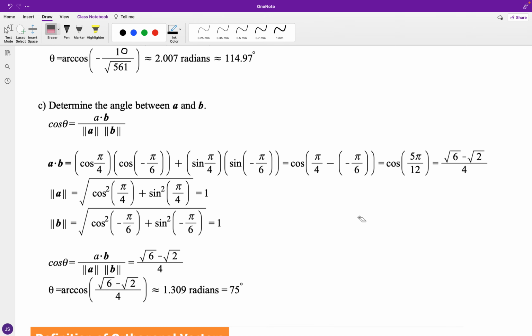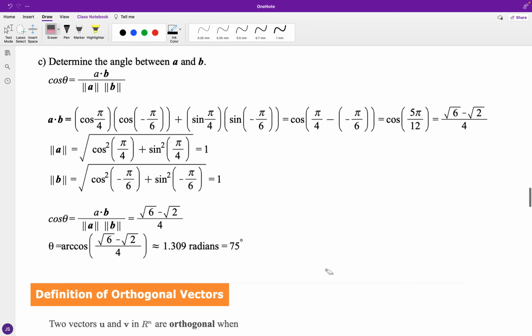And for the magnitudes of a and b, we had the sum of the squares of cosine and sine at the same angle, and those sums will both come out to 1. So the cosine of theta is equal to what we have in the dot product, since the magnitudes of a and b are each 1, and the product is 1. For theta, we're looking at the inverse cosine of the difference between the square root of 6 and the square root of 2, all over 4, and this comes out to right at 1.309 radians, but it does come out exactly to 75 degrees.